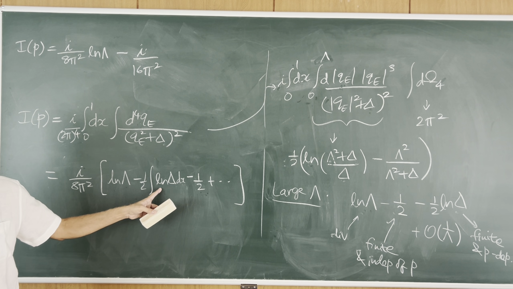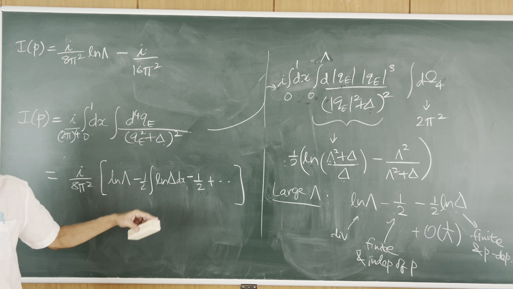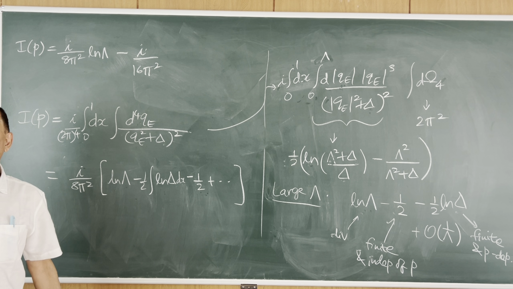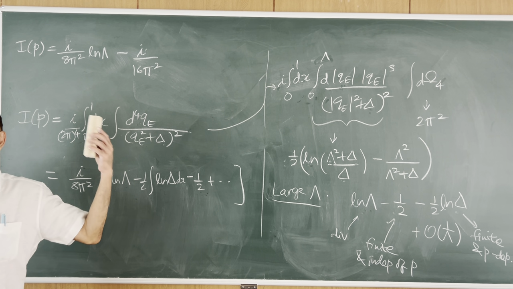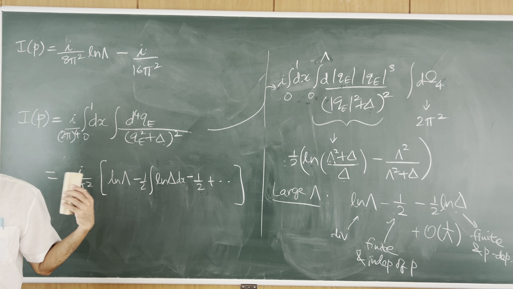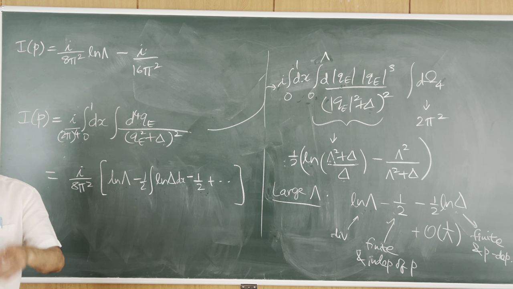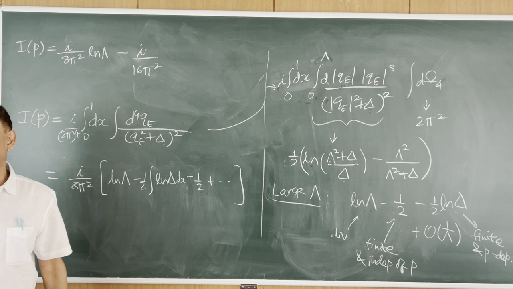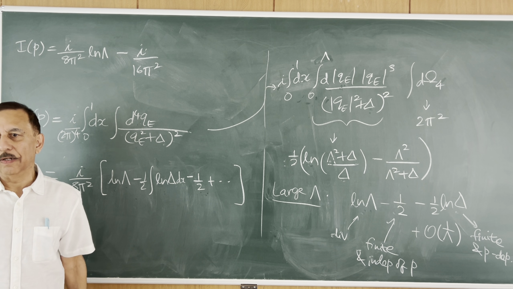This term, however, won't be affected if I rescale my λ unless I rescale it by a p-dependent factor, which I'm not supposed to do. If I cut off my momentum, I shouldn't cut it off at a value which depends on what momentum I was scattering in the first place. I have to cut off my theory and calculate everything in the cutoff theory. So I hope you appreciate the difference.